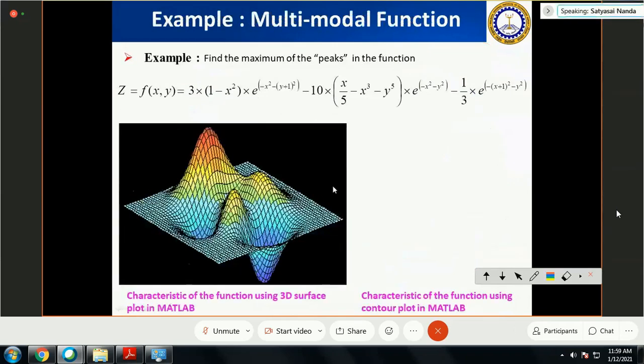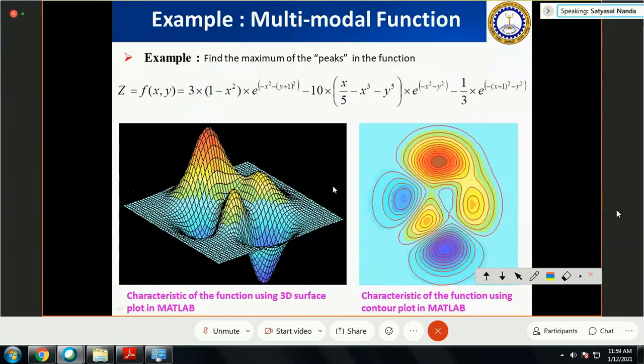So giving you an example, this is a function. If you observe, this is the three-dimensional surface plot of the function. This is a multimodal function in which there are three maxima and two minima. The left side is the 3D plot and the right side is your contour plot. If we are trying to determine the maxima, then it has to be here. And if we are trying to determine the minima, it has to be here. The solution should not get trapped between these local minima.